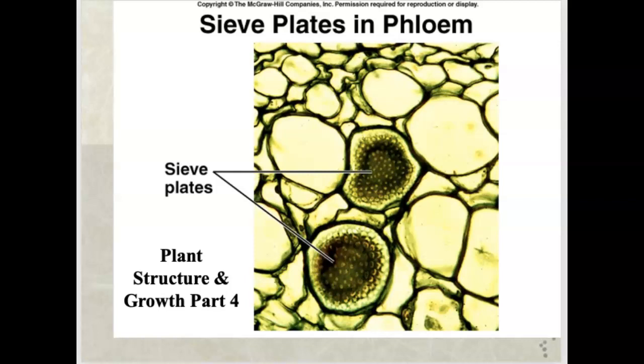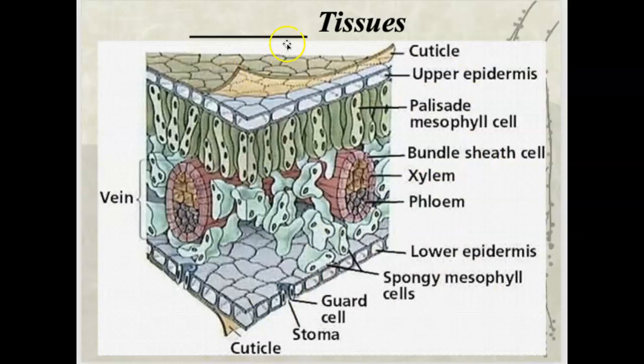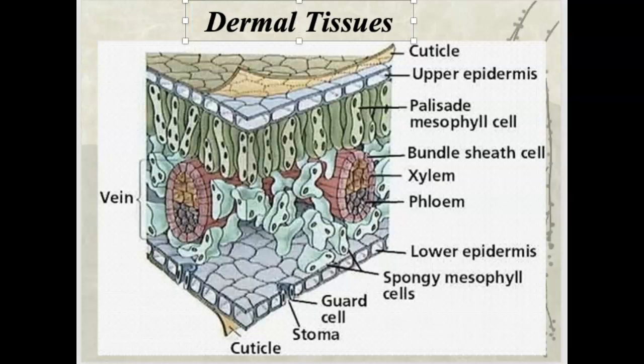Okay, so let's wrap up plant structures here by talking about the last group of plant tissues. We talked about ground tissue and vascular tissue. Ground tissue is kind of like the muscles of the human body. Vascular tissue is kind of like the bloodstream, the arteries and the veins. The last tissue group to talk about will be the skin, or more appropriately, the dermal tissue.